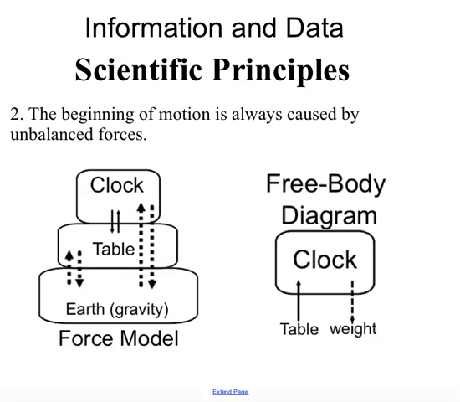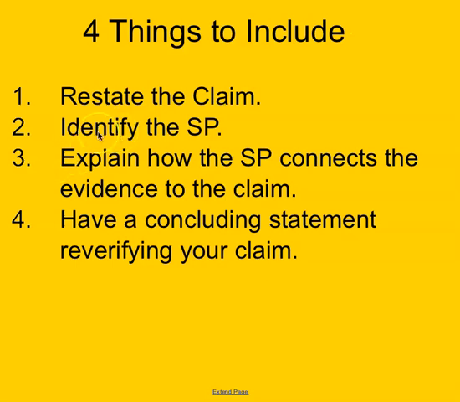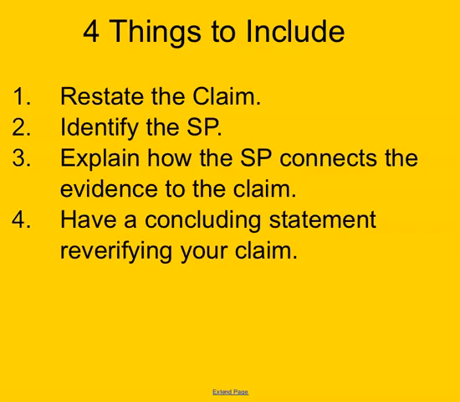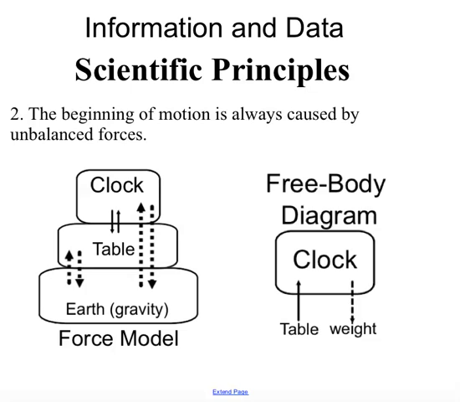According to scientific principle number 2, the beginning of motion is always caused by unbalanced forces. So now I did the first 2 parts. I restated the claim, I identified the scientific principle. According to scientific principle number 2, the beginning of motion is always caused by unbalanced forces. So now, explain how the scientific principle connects the evidence to the claim. So again, let me restate that. The beginning of motion is always caused by unbalanced forces.